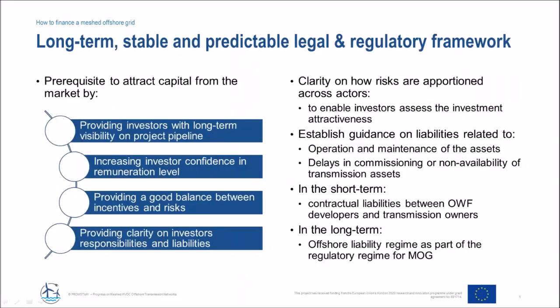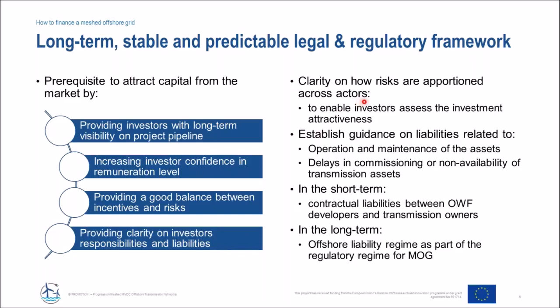So what we recommend, first of all, is to establish a long-term, stable, predictable legal and regulatory framework. This is a prerequisite to attract capital from the market by providing investors with long-term visibility and project pipeline, and by increasing investor confidence in remuneration level. So investors need to have confidence that the regulatory regime is stable, and they also need clarity on if and of course how it will adjust to the purpose of the transmission asset change. Also by providing a good balance between incentives and risks, and providing clarity on investors' responsibilities and liabilities, especially this last, a very important point.